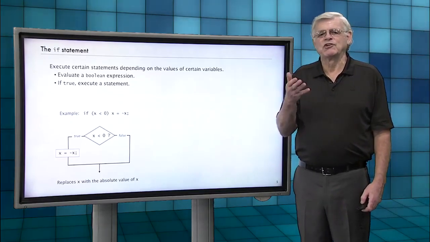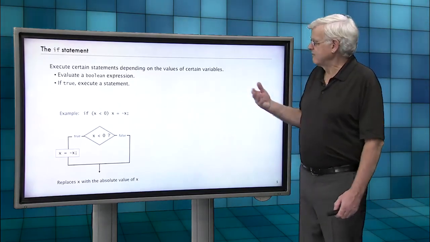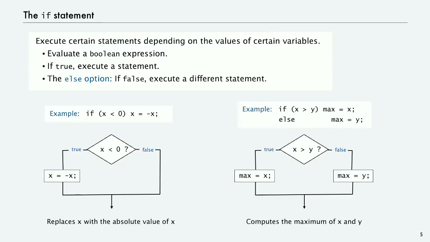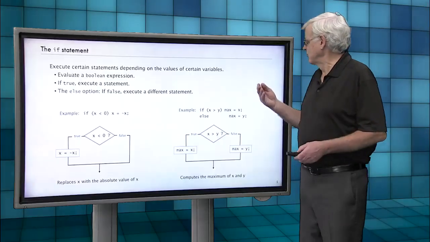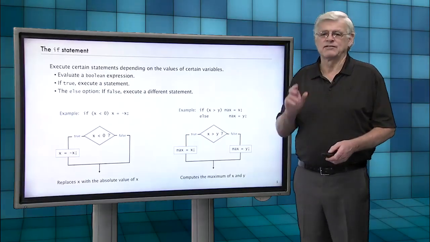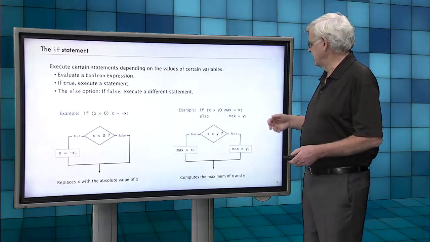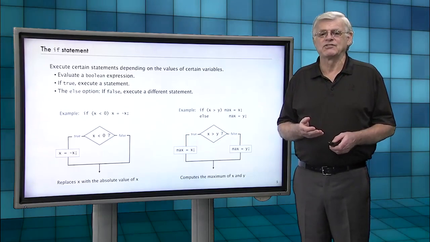It tests the Boolean expression x less than 0. And if it's true, then it sets x to minus x. And if it's false, it leaves x alone. Either way, the result is that x has the absolute value of x. You can also have an else option to execute some different statement if the Boolean expression is false. So for example, this if statement with the else option computes the maximum of x and y. If x is greater than y, max equals x, that's the bigger one. Else, if that condition is false, max equals y, and y is the bigger one. Computes the maximum of x and y.